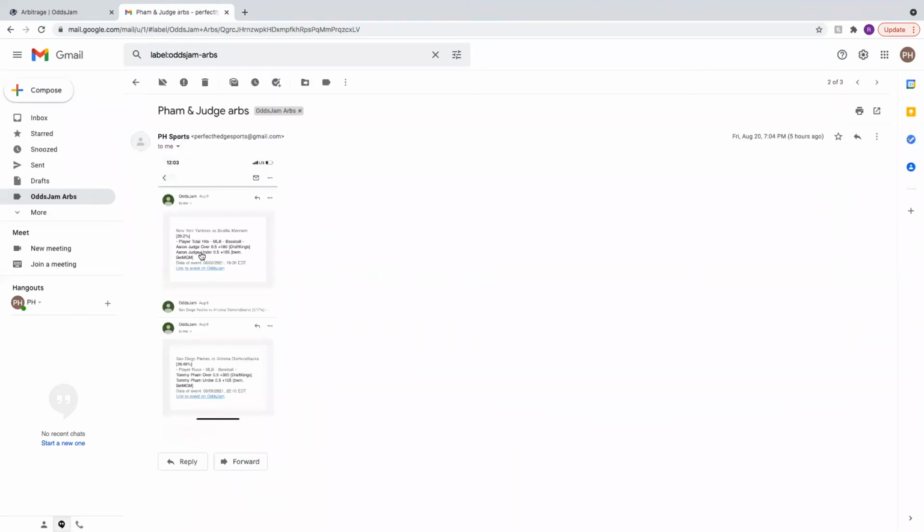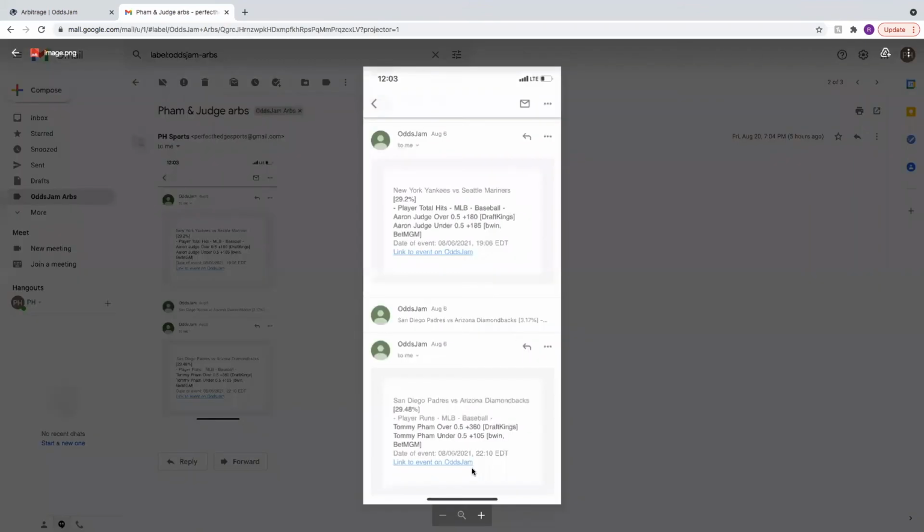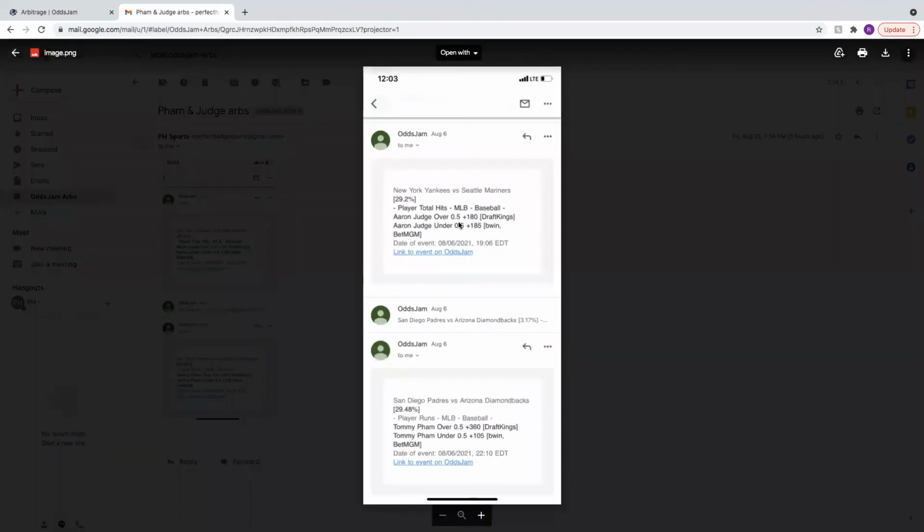And going off of that, a couple weeks back, I got two of these just a couple hours apart. Aaron Judge total hits over 0.5 at plus 180, which should have probably been minus 180 or more. And Tommy Pham over 0.5 runs scored at plus 360, which I'm not sure what line they were trying to set there, but that was clearly a mistake. Both of these being 29% is absolutely huge. Some of the biggest arbs you're likely to see. So when these happen, definitely take advantage. These are unique opportunities that don't come along every day, but if you're able to catch them, they can really help your bankroll.